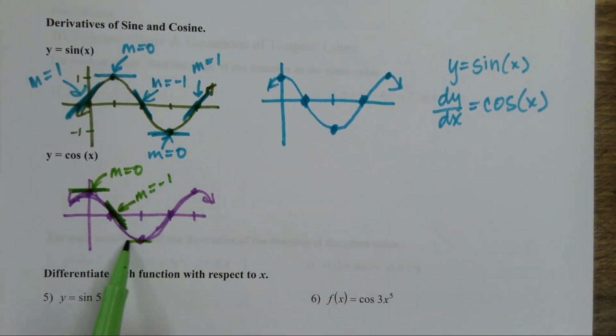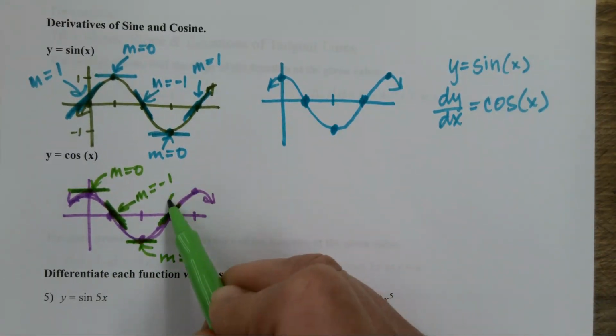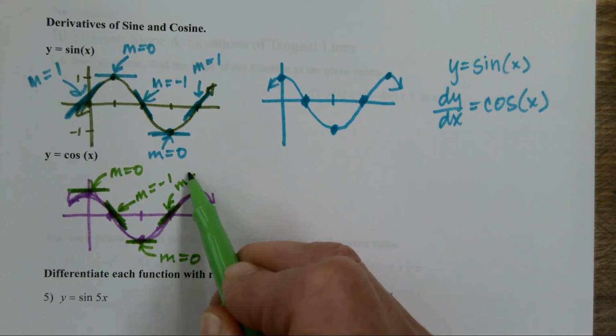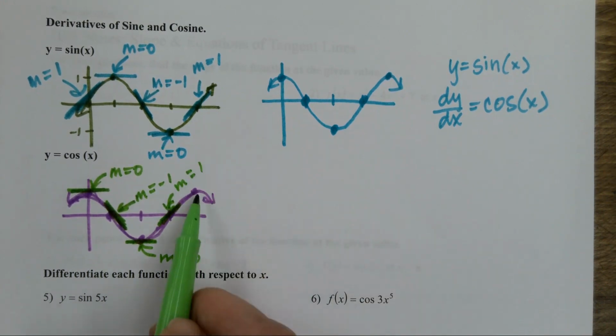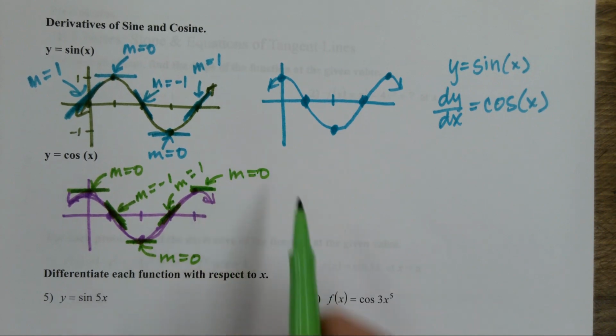How about this low guy? Looks like 0 again. This one could be pretty close to 1 maybe. And my last one is 0 again.